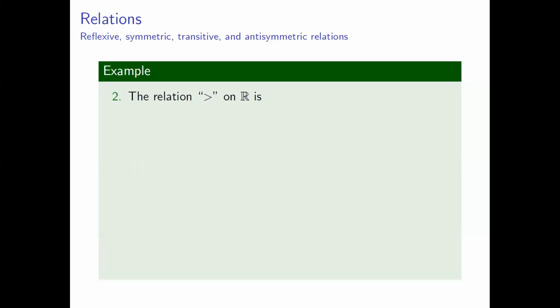The relation greater than on the set of real numbers is not reflexive on R. That is, it is not the case that for every real number x, x is greater than itself. That is, for some real number x, x is not greater than itself. We know that the statement x is greater than x is false for every real number x by the trichotomy axiom. In particular, 1 is a real number, but 1 is not greater than 1. So the relation greater than is not reflexive on R.